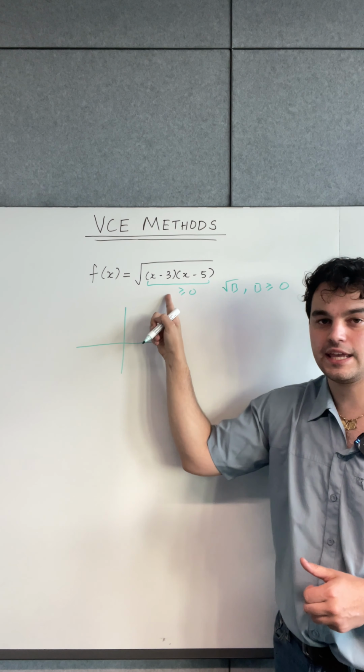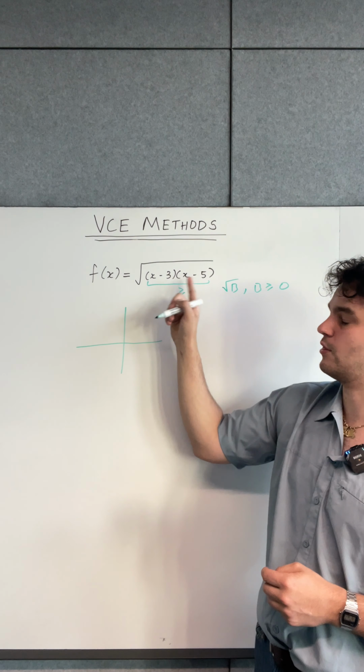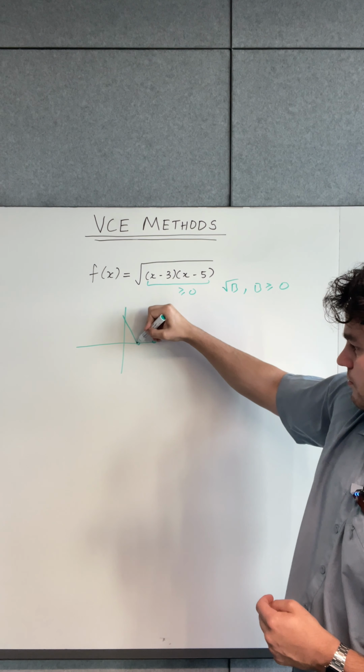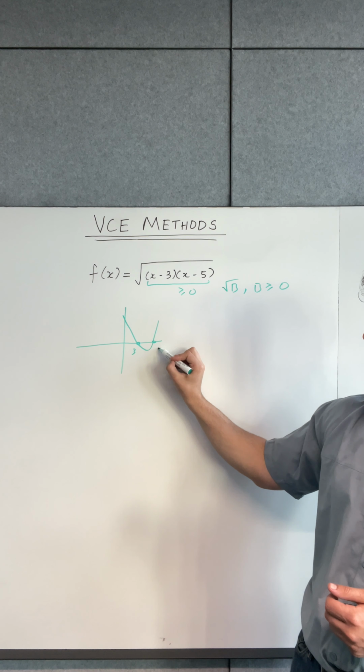You can see it's already in factorized form. So this parabola is going to have x-intercepts at 3 and 5. So 3 would be there, 5 would be there. So this is what the parabolic function looks like. Now this would be 3, this would be 5.